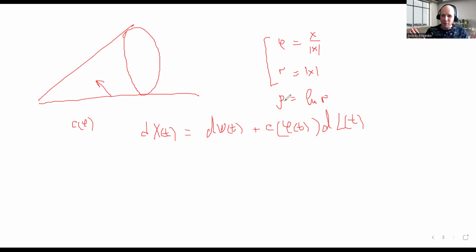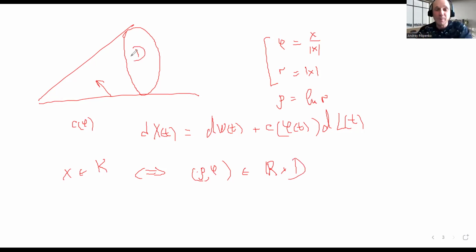I would like to rewrite this equation in polar coordinates, or in log polar coordinates. A little bit later, I will rewrite it in log polar coordinates. But if you consider a transformation to (rho, phi), and if x belongs to this cone, then (rho, phi) belongs to the cylinder R multiplied by this set D, the intersection of the cone and the unit sphere. And if x converges to 0, then rho converges to negative infinity.